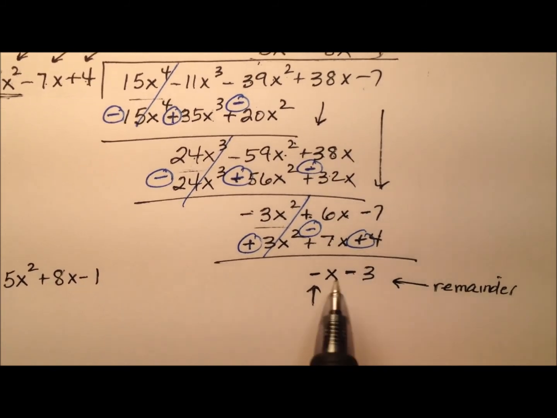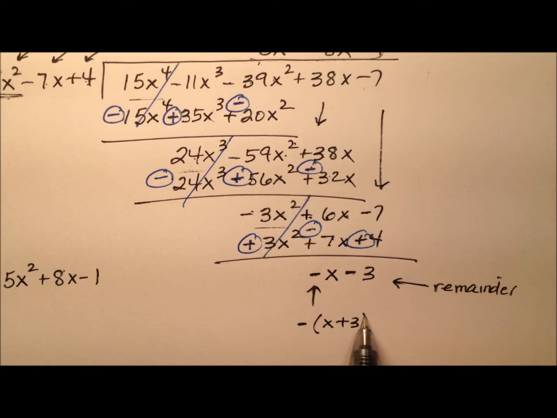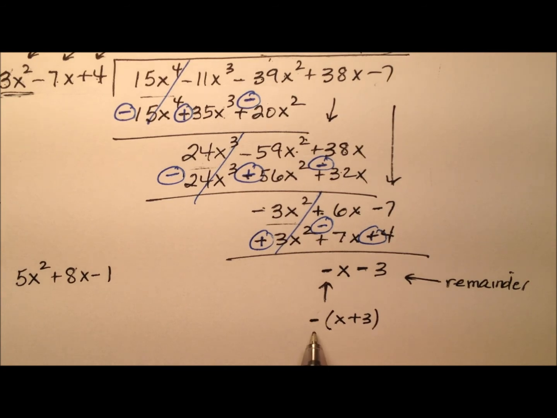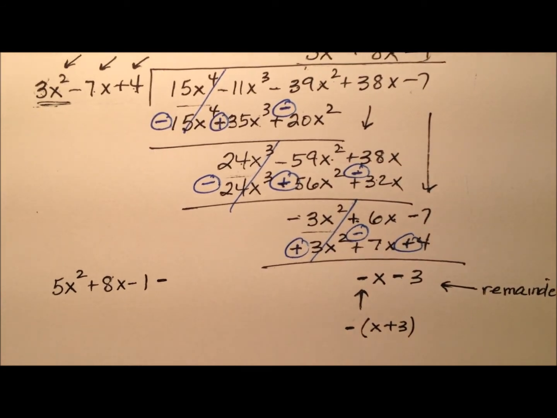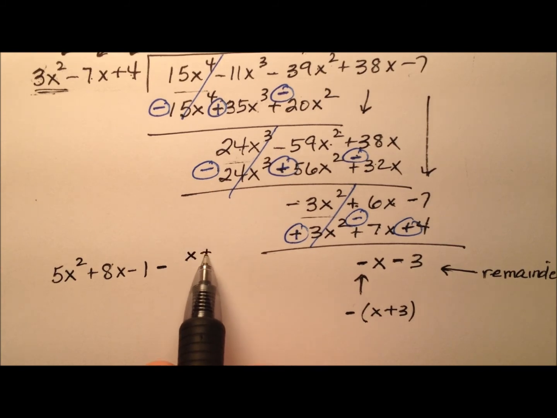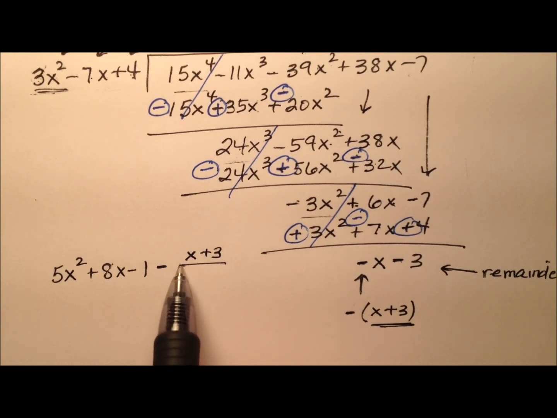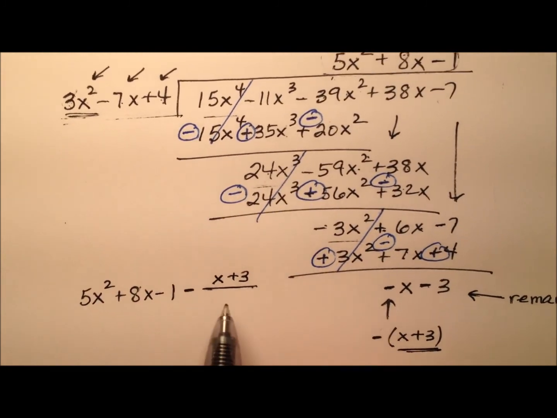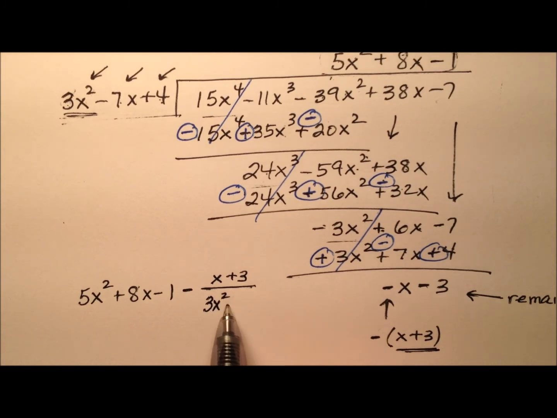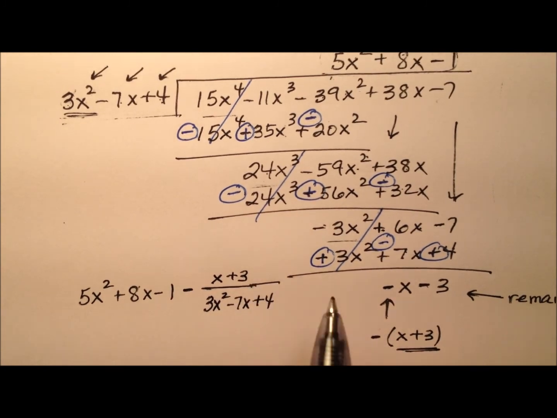Okay, so one thing we're going to have to do, since this leads with a negative, let's factor that negative out. When I factor it out, I'm left with x plus 3 inside. And when I factor out a negative, I just change the signs here. If you need to go back through and distribute that negative, you'll see we have that. Because I have this minus here, I'm going to put a minus here. And then I'm going to put x plus 3, which was my remainder right here, over my divisor, which was this 3x squared minus 7x plus 4.